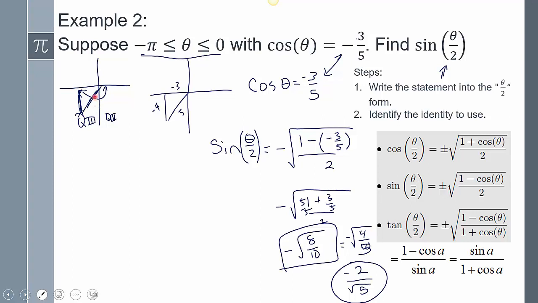That's how I was doing adjacent over hypotenuse. That's what I did here. And so my sine of theta over 2 equals the negative square root of 1 minus my cosine theta. Well, we said cosine theta is -3/5, which is why I plug it in there, divide all that by 2, and then I just simplified it in some fashion.